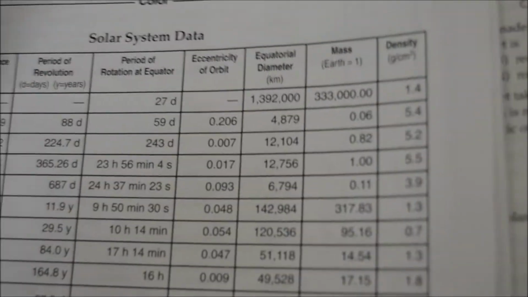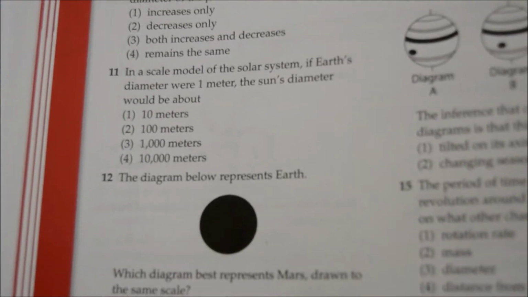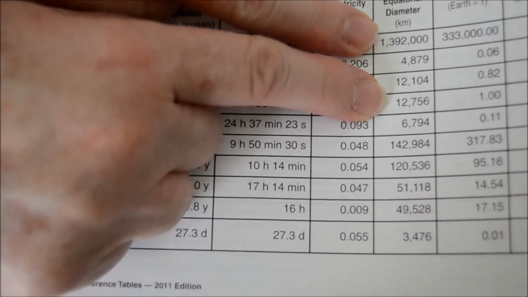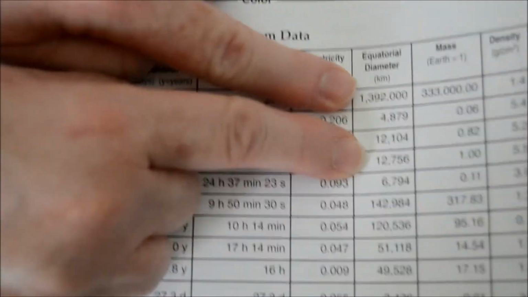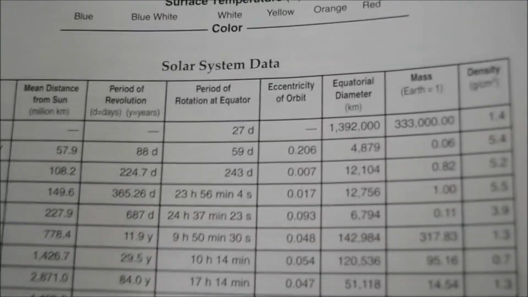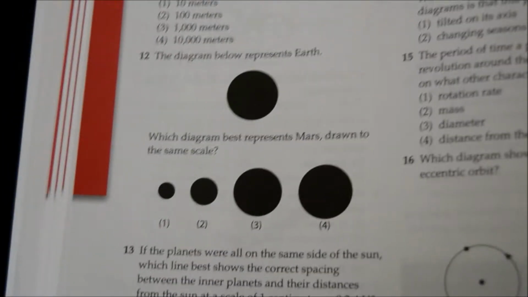In the scale of the solar system, if the Earth's diameter were 1 meter, the sun's diameter would be, so you're looking at Earth's diameter compared to the diameter of the sun, and you would find it to be 100 times, well, it would be 100 meters then, if you do the math.